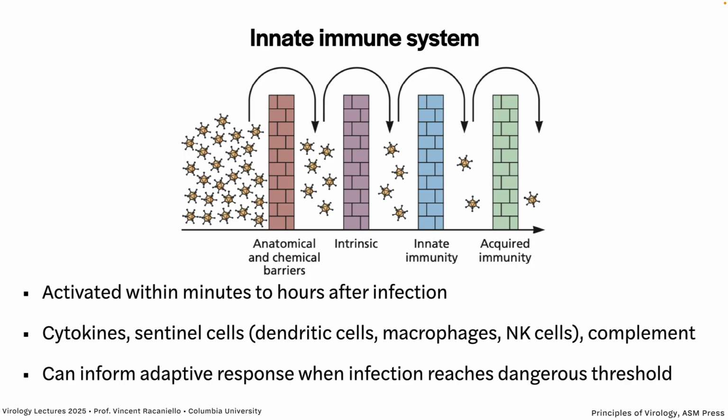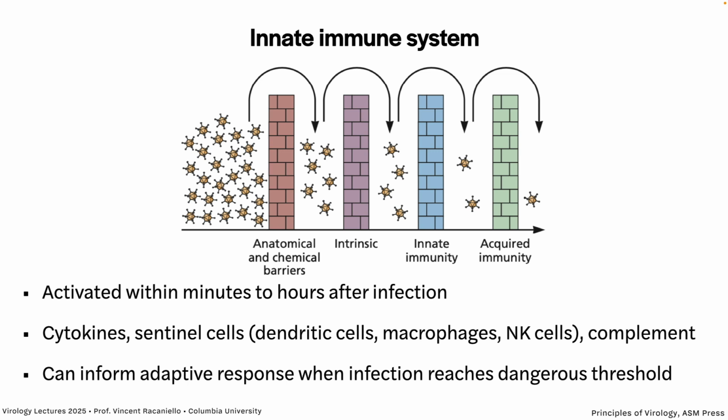Now let's talk about, for the rest of today, the innate immune system. That's our third barrier there, which can be activated within minutes to hours after infection. It's made up of cytokines, sentinel cells, which are dendritic cells, macrophages, and NK cells, and complement. Those are the components of the innate immune system.